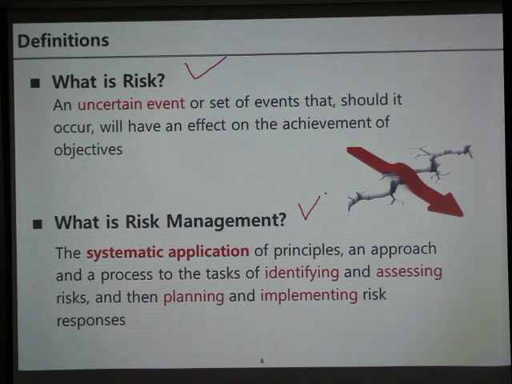The definition of risk management is the systematic application of principles, an approach, and a process to the task of managing and controlling risk. As you know, it's not possible to manage and control or identify every risk in an actual project environment. So by using the MOR framework, we can properly prioritize risk in order to deal with lots of uncertainty.